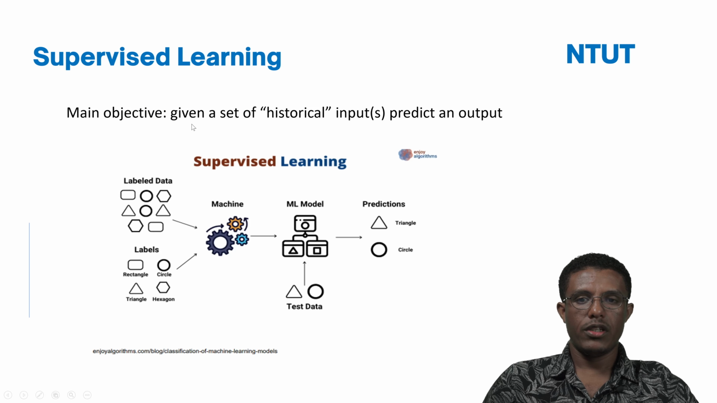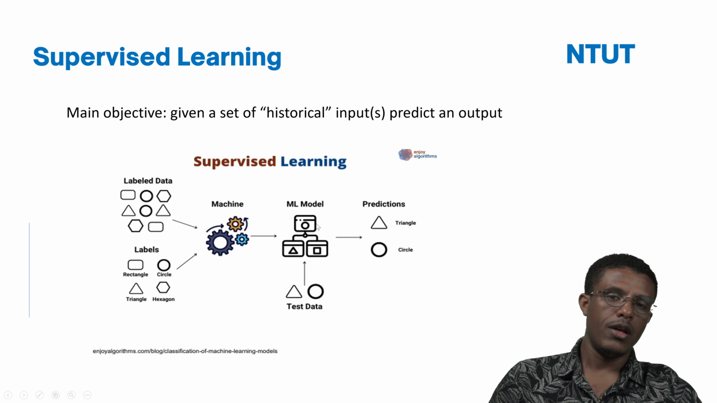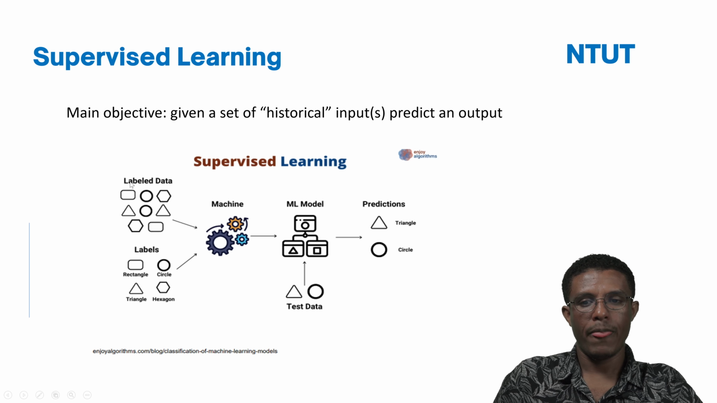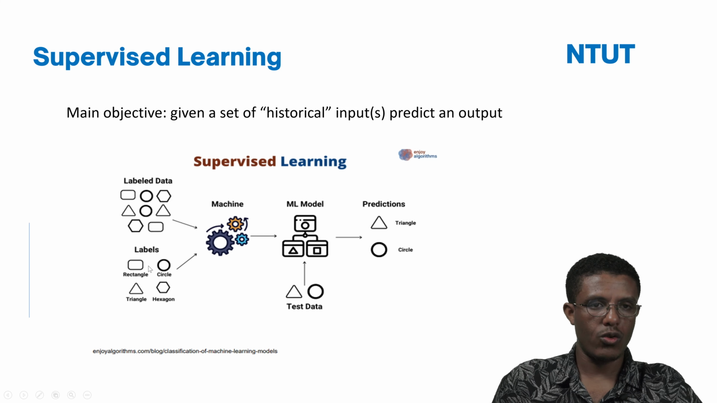The main objective: given a set of historical inputs, predict an output. This is an example of supervised learning. This is labeled data, or different shapes of data. The labeling, this is represented as X, the input data or features, and these are the labels, or the expected outputs.